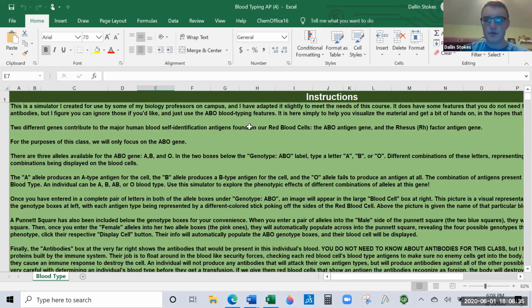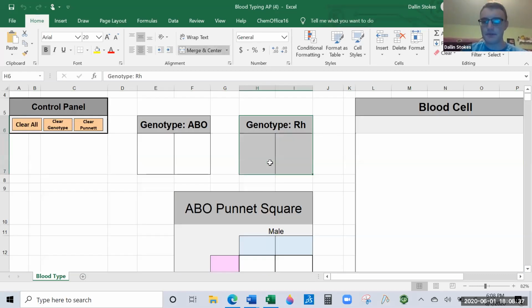For this class, we don't worry about the Rh. If you're familiar with blood typing, they always say your blood type is A positive or A negative or O positive or O negative. The Rh is the positive or negative. I built this spreadsheet for anatomy and physiology classes on campus, and they have to know about the plus and minus and how that works. For this class, we don't worry about that. So ignore the Rh. You're welcome to toy around with it if you want, but you don't need to know about the Rh. That's a separate gene. So we're just worried about the ABO gene.